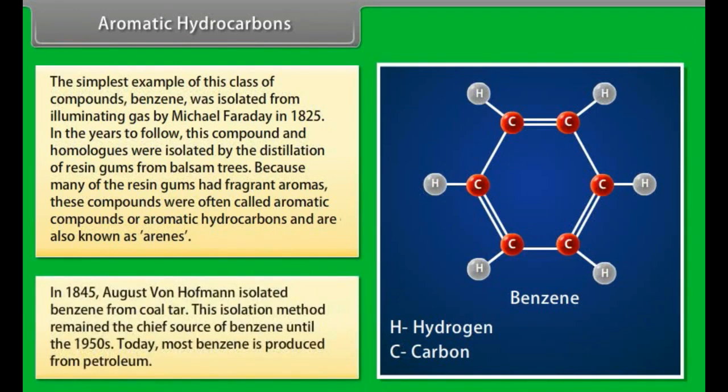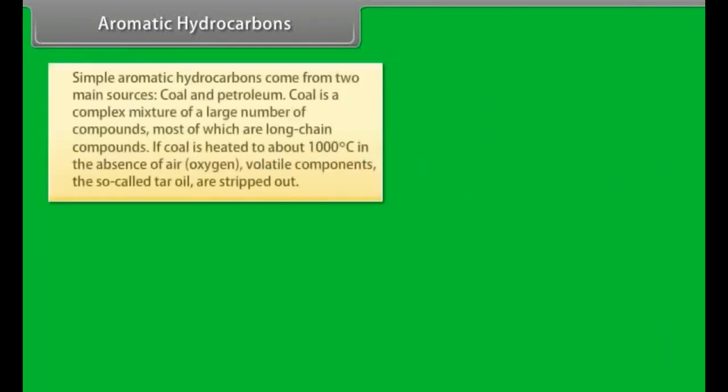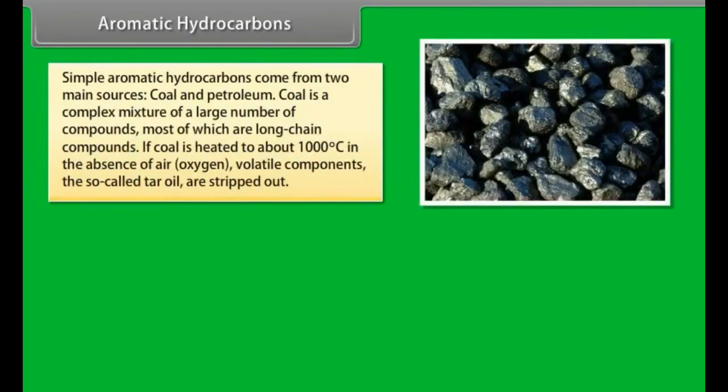In 1845, August von Hofmann isolated benzene from coal tar. This isolation method remained the chief source of benzene until the 1950s. Today, most benzene is produced from petroleum. Simple aromatic hydrocarbons come from two main sources, coal and petroleum.